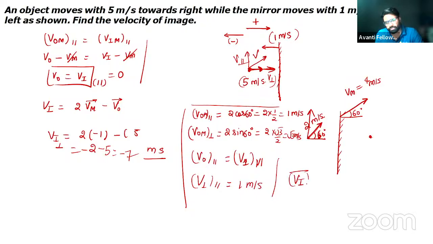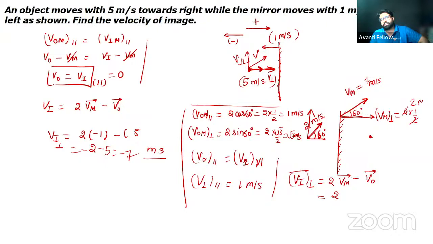Velocity of image perpendicular will become 2 times of velocity of mirror minus velocity of object. 2 times of velocity of mirror is nothing but, अब देखो velocity of mirror को भी दो डायरेक्शन में रिजोल्व करना पड़ेगा, पैरेलल और परपेंडिकुलर. So this component will be velocity of mirror perpendicular, which is 4 cos 60, 4 into 1 by 2, which is 2 meter per second. और इसके पैरेलल कंपोनेंट की तो नीड ही नहीं.